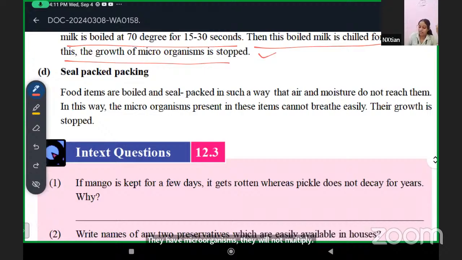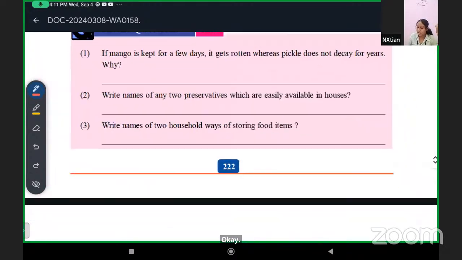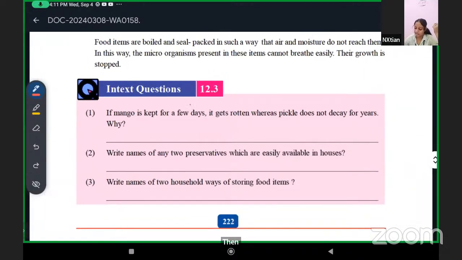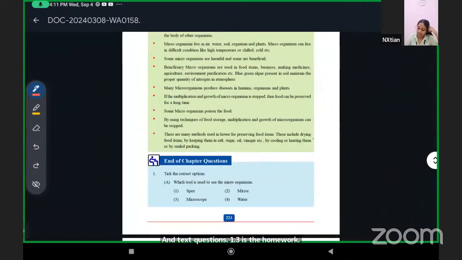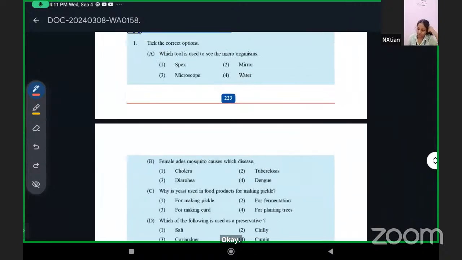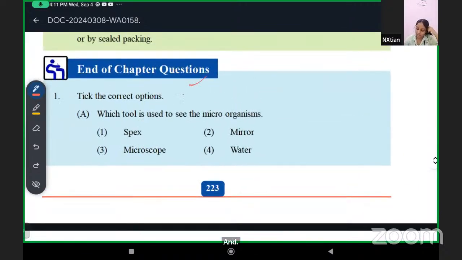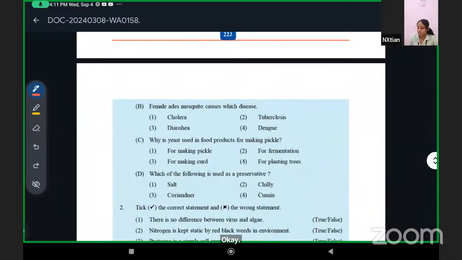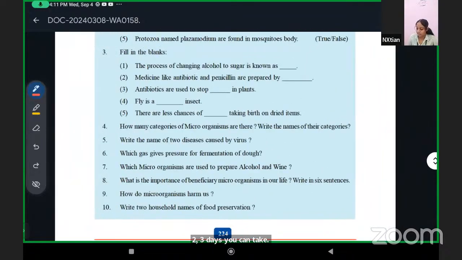Then next, questions 12.3 are the homework. And the end of chapter questions are homework too. Take your time and finish these questions as well. You can take 2 to 3 days and finish these questions.